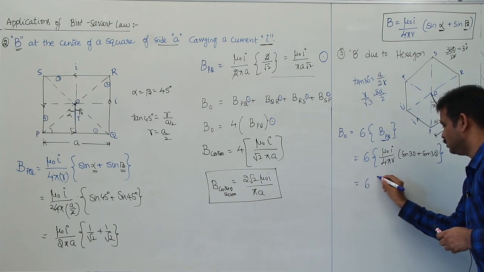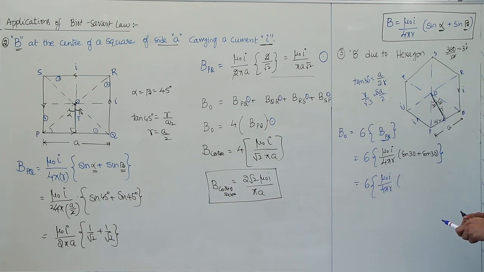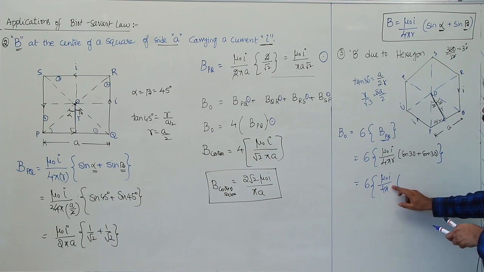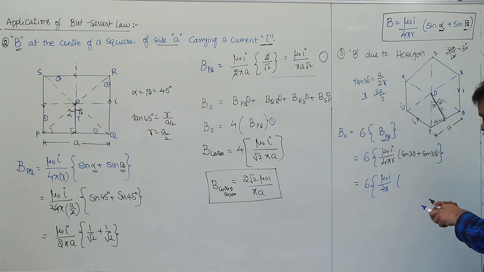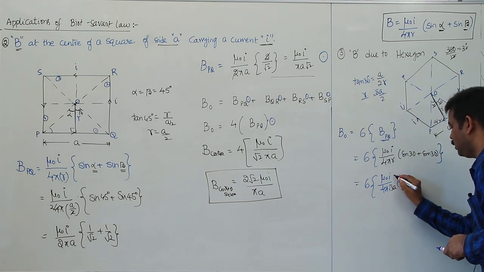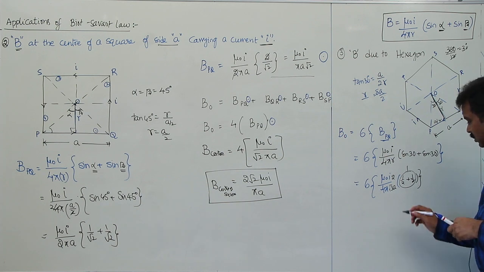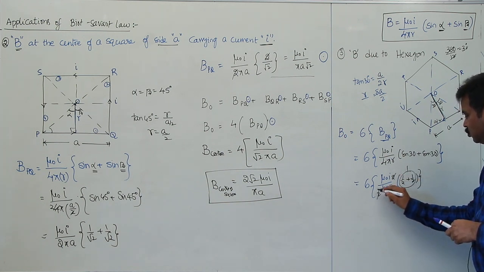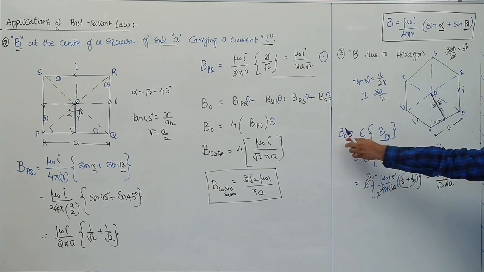So I am going to substitute this one, 6 times mu naught I by 4 pi r. In place of r I am going to write root 3 a by 2. This will become root 3 a by 2 into sin 30, 1 by 2 plus 1 by 2, which is equal to 1. Now what are the terms that can be cancelled? 2 1 so 2, 2 2 so 2, 1 so 2, 3 so, which is equal to 3 mu naught I by root 3 pi a. So this is the magnetic field due to the entire hexagon.